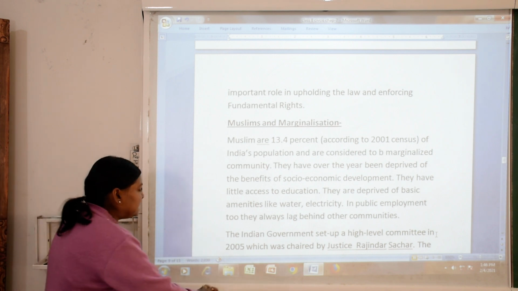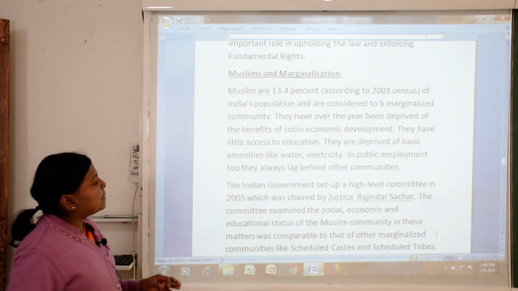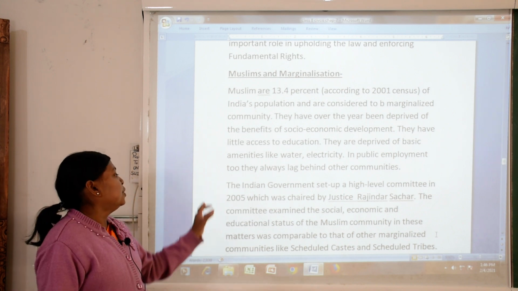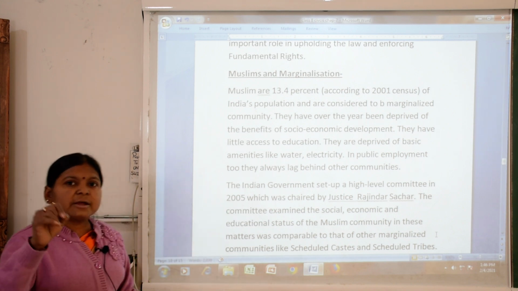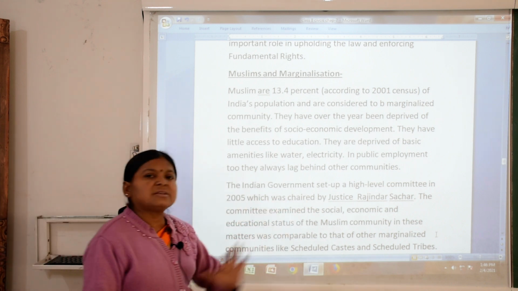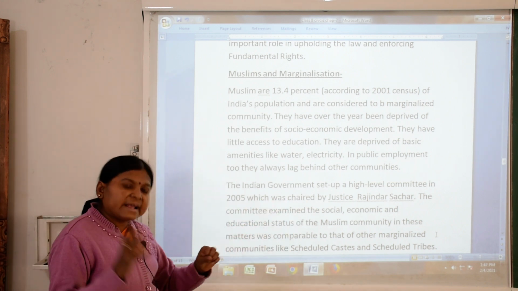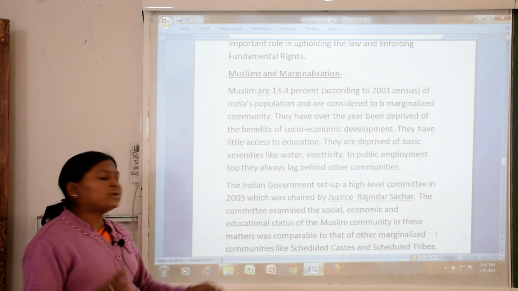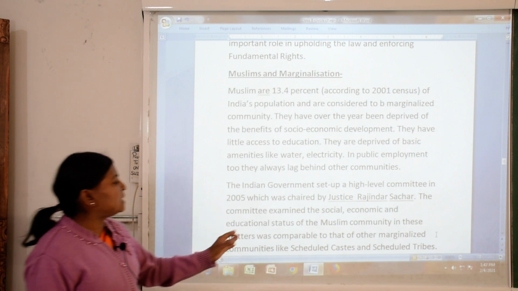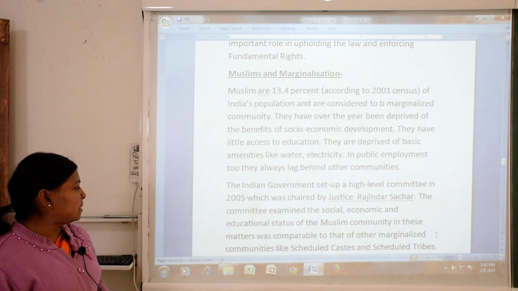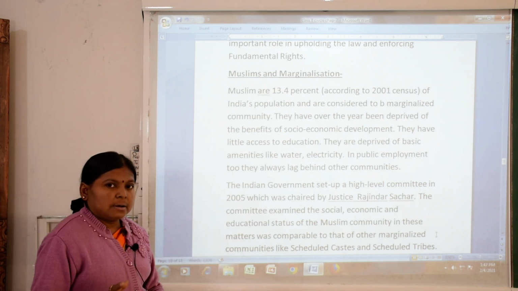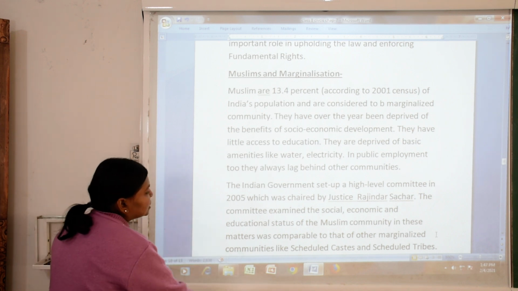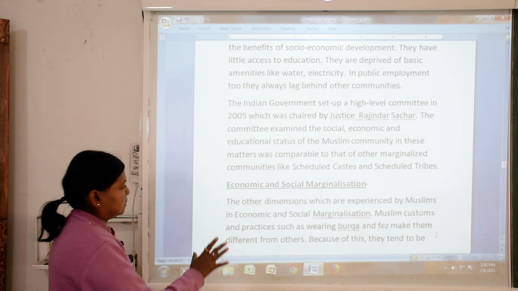Do you know, due to this, the Indian government set up a high-level committee in 2005, which was chaired by Justice Rajendra Sachar. The committee examined the social, economic and educational status of the Muslim community and whether it was comparable to other marginalized communities, like the scheduled castes and scheduled tribes.